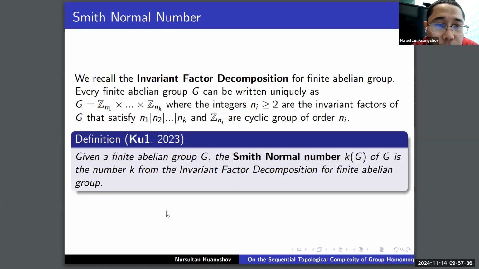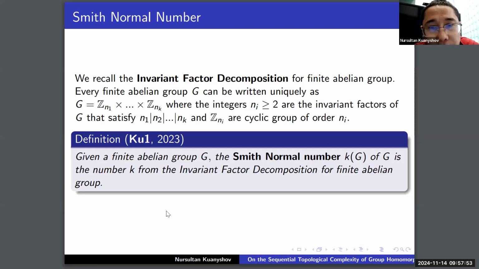Now let me show the computation for finitely generated abelian groups. In this case, I have to introduce a notion, which we call the Smith normal number. We recall the invariant factor decomposition for finite abelian groups.